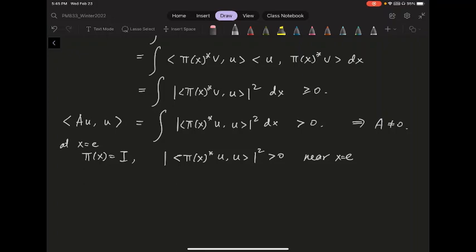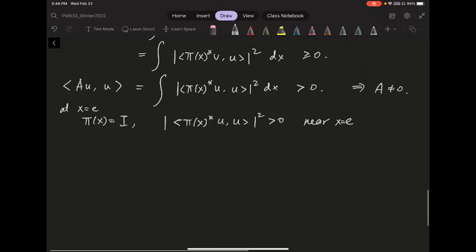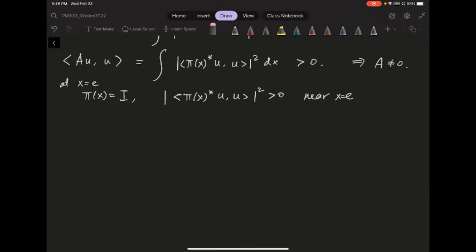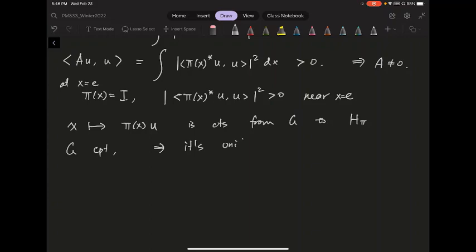And finally, we need to show that this A is a compact operator. So the idea is quite simple. You use some finite dimensional approximation of this A. So what you do is the following. If you think about the function x going to pi x of u, this is a continuous function from G to the Hilbert space H pi. And G here is compact, so the continuity will imply uniform continuity. So this is also uniformly continuous.